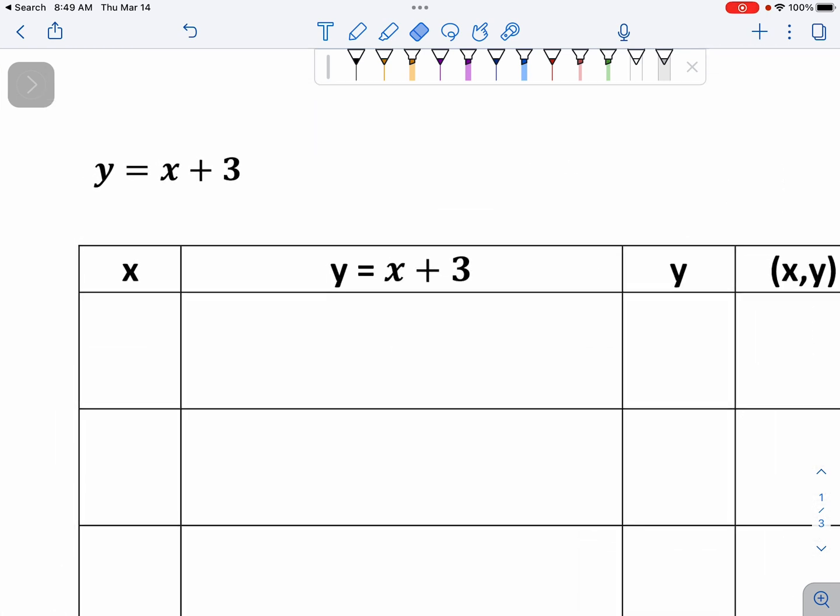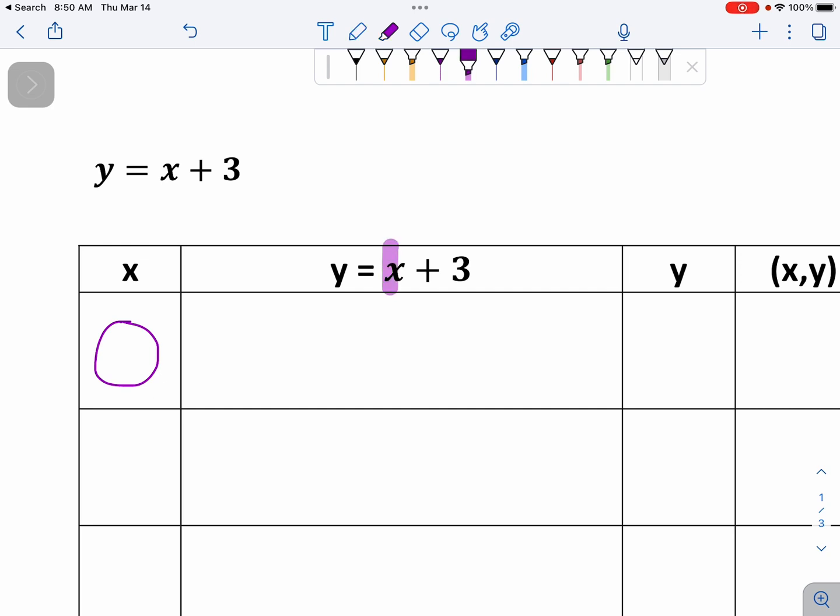Our equation up on the top is y equals x plus 3. You'll notice that I have it also here in this middle box. This is where we're going to evaluate the equation. You get to pick the numbers you want to substitute. So I'm going to pick 0 for x. 0 is a pretty good number. It doesn't always work, but most of the time it does.